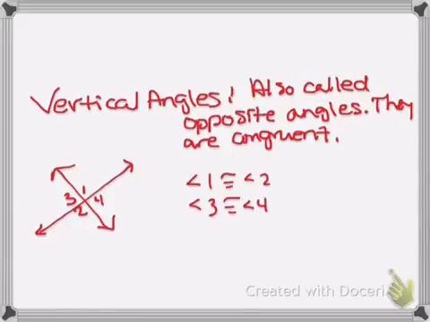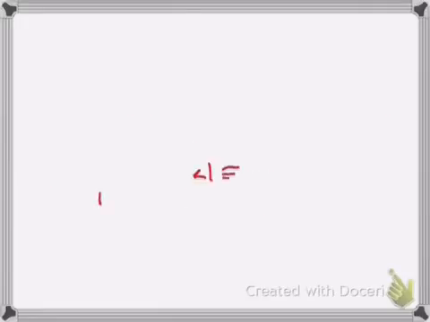So the tip for these: look for intersecting lines. Anytime you see 2 lines that intersect or line segments that intersect, you're going to have an opportunity for congruent vertical angles. So once you know they're vertical angles, if you know the measure of one, you know the measure of the other.